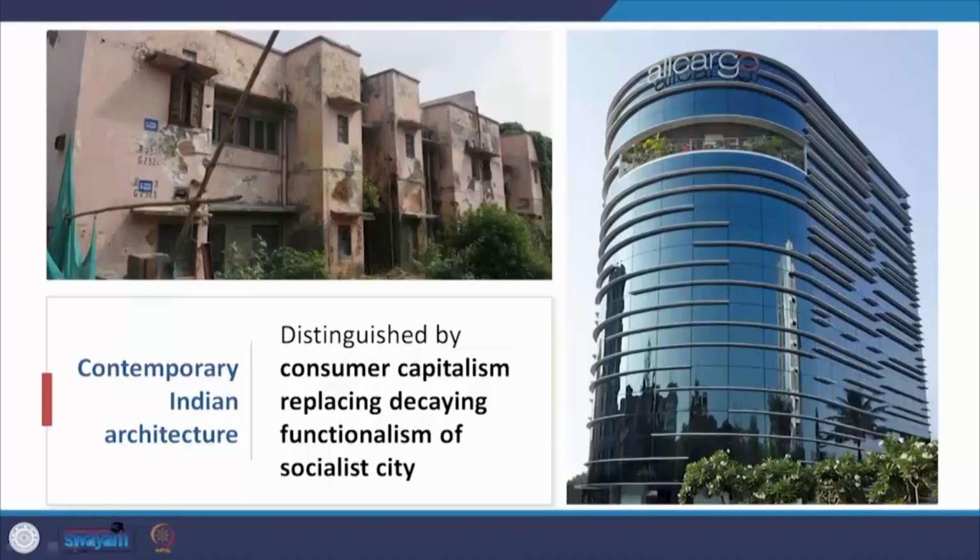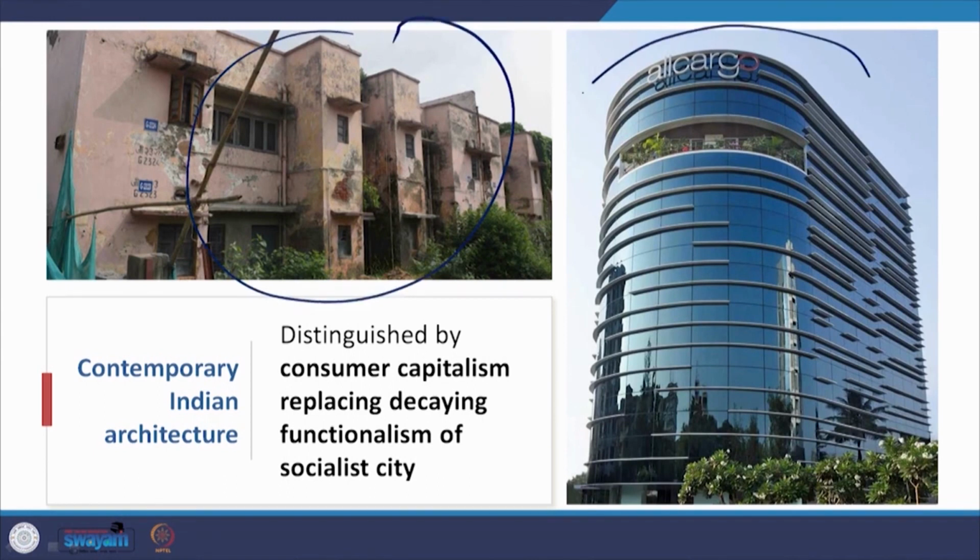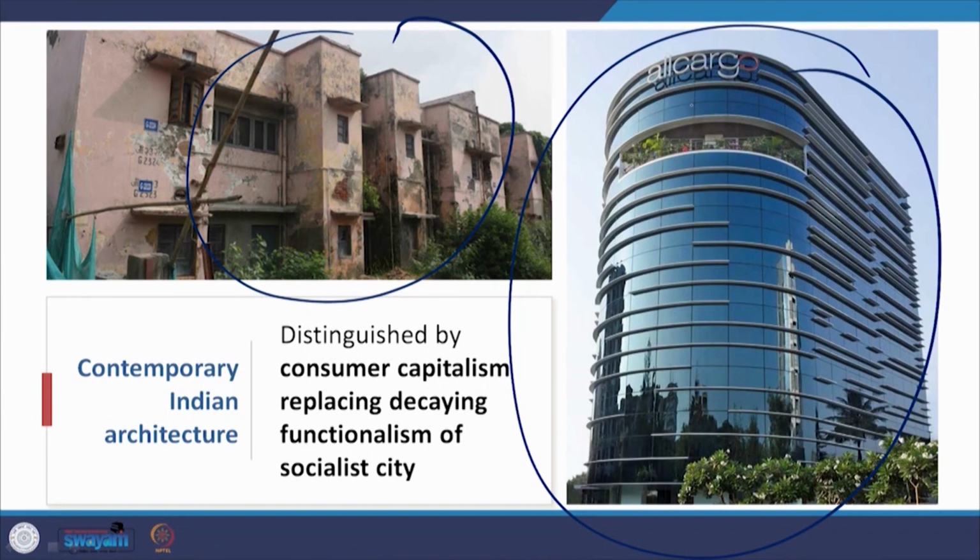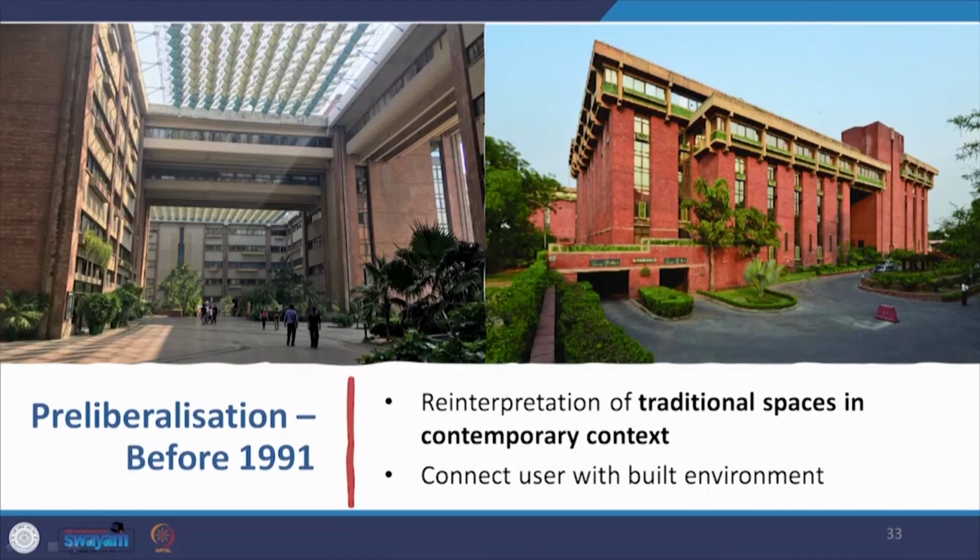out for us? Contemporary Indian architecture is also distinguished by consumer capitalism, that is replacing the decaying functionalism of a socialist city that was a part of the early years of India in the 60s and the 70s. So this is a part of the socialist program, and this is post liberalization in 1991, the global program, the liberalization program, the capitalist program.